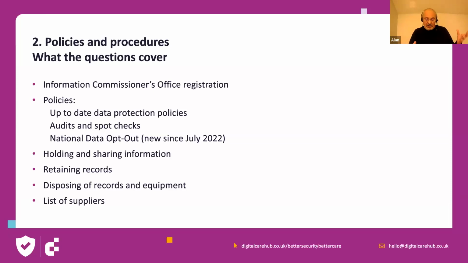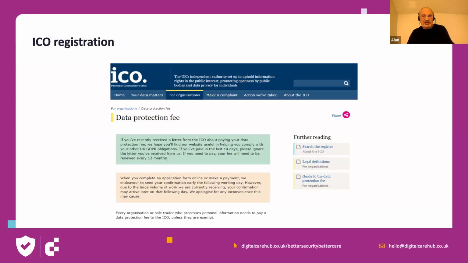So for example, IT support, care planning system software suppliers, accountants, DBS, all of the things where you might share personal and confidential information. Do you know who they are, and have you got the appropriate arrangements in place, and do you know how to contact them? So let's have a look at one of the questions in this particular section, and we'll look at the ICO registration.